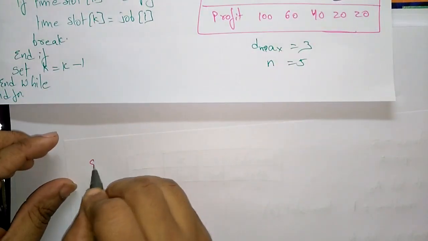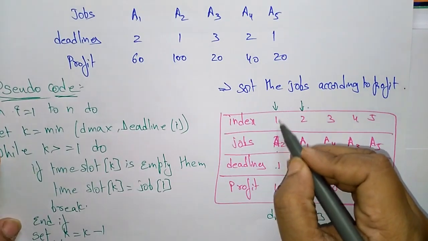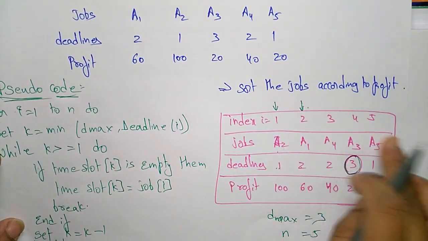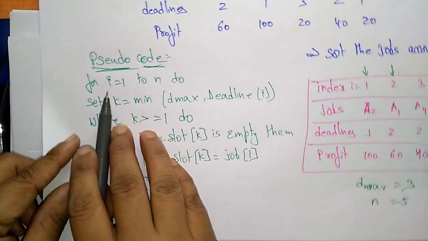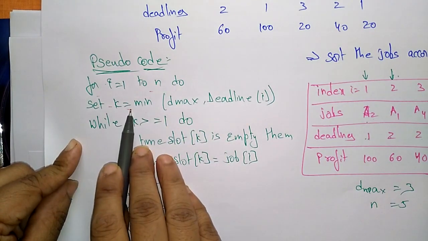So first, step 1. Again writing here, step 1. In step 1, first I am selecting the index 1. I is equal to 1, 2, 3, 4, 5. I have to select. So first check the condition. For I is equal to 1 to n, we have to set this value.